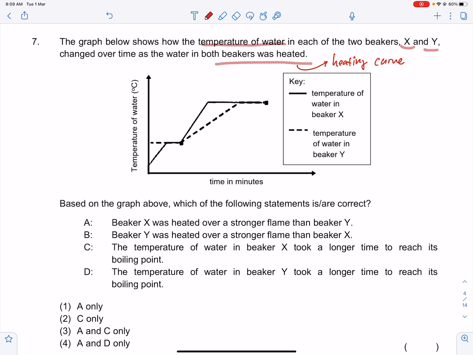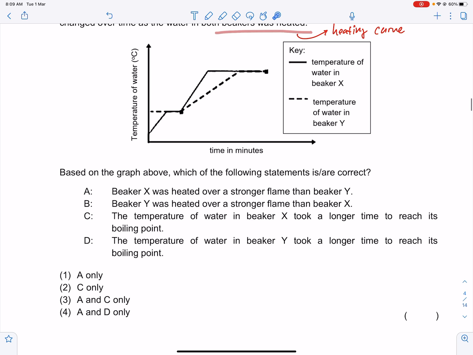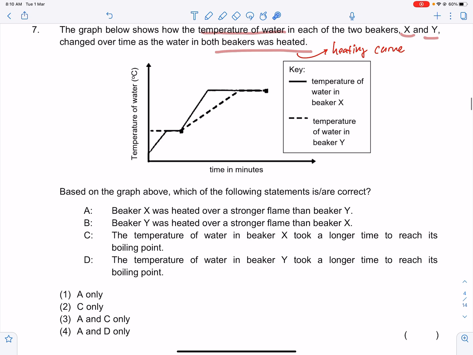Heating curve is whereby as time goes by, your temperature tends to increase. So based on the graph above, which of the following statements are correct? Now, whenever you look at a graph, please make sure you pay careful attention to the labels. So this is talking about temperature of your water on your y-axis, and then on your x-axis is your time. Okay, so let's take a look.